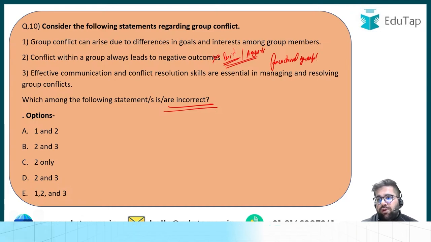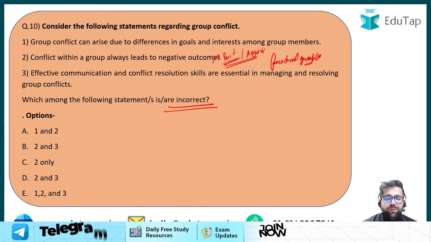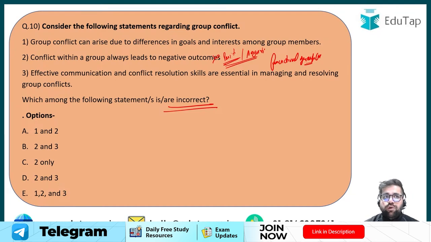Functional group conflicts are something which is coming like a positive. For example, if the sales team is fighting with the purchase department, they both are debating what should be the best course of action which we have to take. So definitely there is a conflict between sales and purchase, but they are fighting for something good. Okay, so that will be referred to as functional.